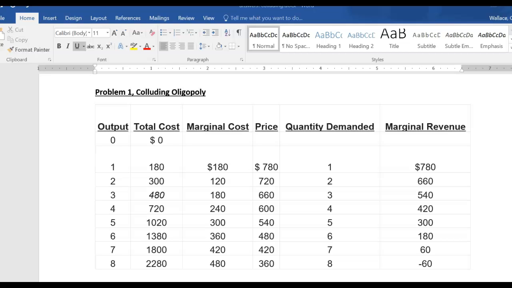Perspective, just keep in mind this whole idea of a colluding oligopoly. This is really all about firms that are operating together in an effort to try to get the highest payoff, right, in a game theory format.